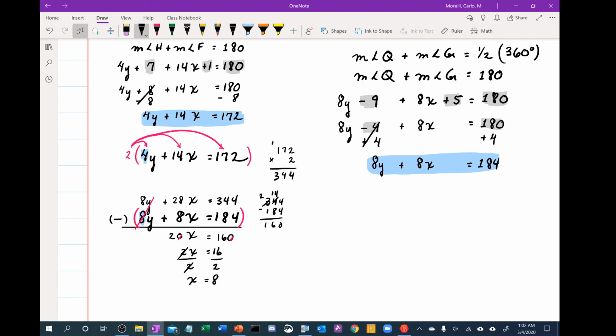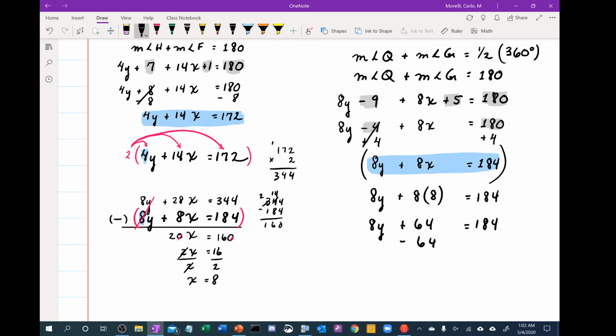So now I know that x equals 8. I think I'll substitute that back into this equation over here. I know that x equals 8, so I'll write 8y plus 8 times 8 equals 184. So I have 8y plus 8 times 8, 64, equals 184. Subtract 64 from both sides. Cancel.